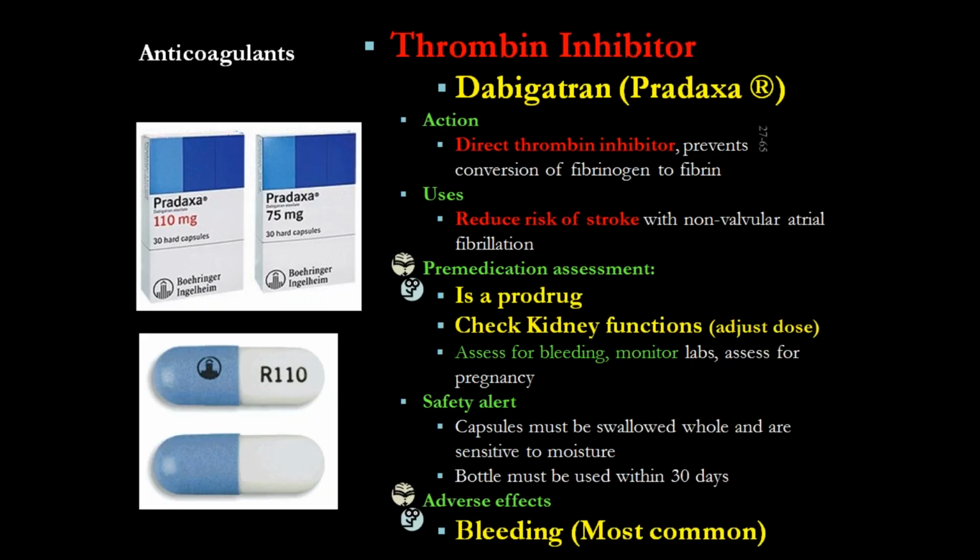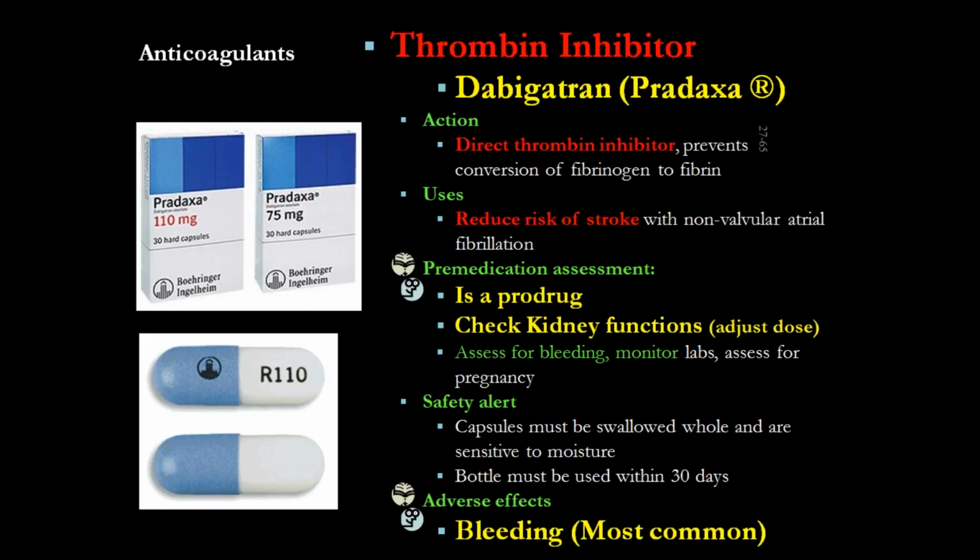It is going to decrease the formation of thrombin, okay? And at the end, what it's doing is no production of fibrin. It reduces the risk for strokes. Pradaxa is a prodrug that is going to be used by the liver in order to be metabolized, in order to be active.